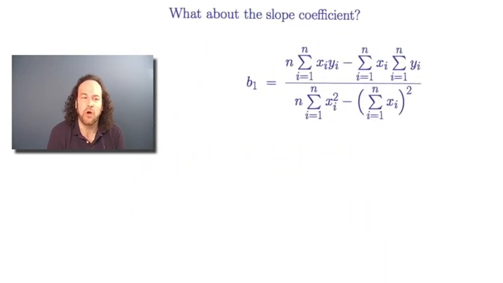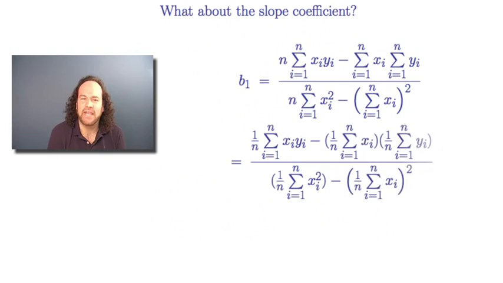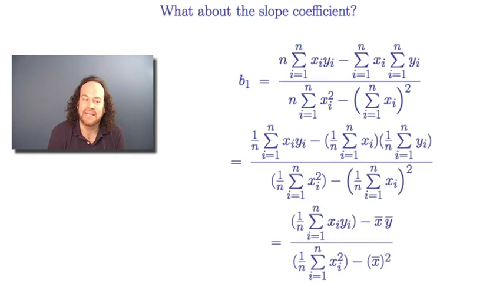What about the slope coefficient b1? Well, that's a little more complicated. Remember, the formula here is kind of a big mess, and we don't really understand it too well. Well, let's just start manipulating a bit. We can start by dividing top and bottom by n squared, and then it looks like this. That doesn't look too much better, but we can see some x bar and y bars hidden in there. So now we can rewrite it like this, where x bar and y bar are the same as before.